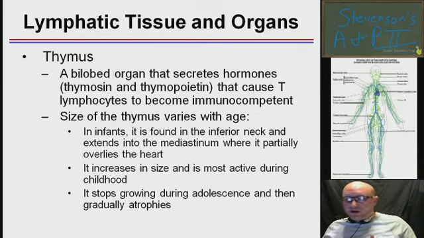In infants, it's found in the inferior neck, the lower portion of the neck, and extends into the mediastinum where it partially overlies the heart. So it is very large in comparison. It increases in size and it's most active during the childhood years, but it stops growing at a certain point during adolescence and then gradually starts to atrophy or die off as you mature later in life.